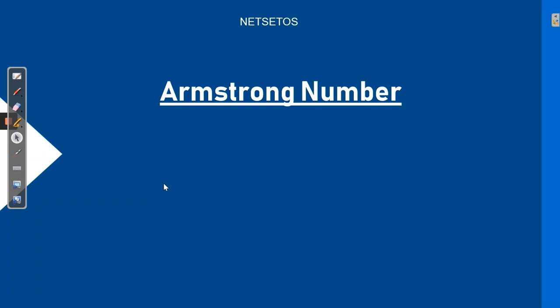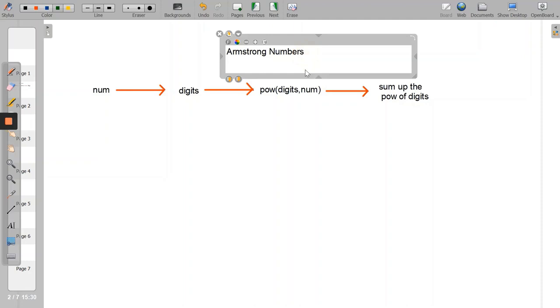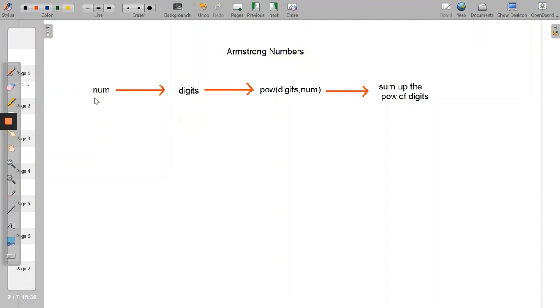Hi, in this video, we will learn about Armstrong numbers. First of all, we will learn the logic of Armstrong numbers, and then we will make a program in Python for checking whether the number provided by the user is Armstrong or not. So for this, we should know what an Armstrong number is.